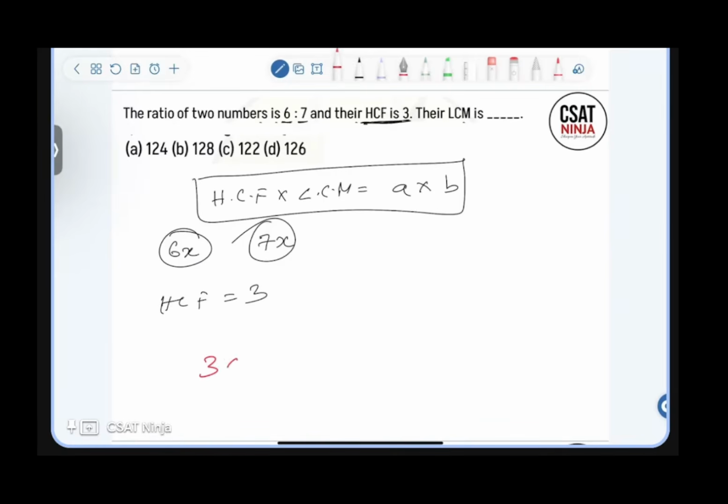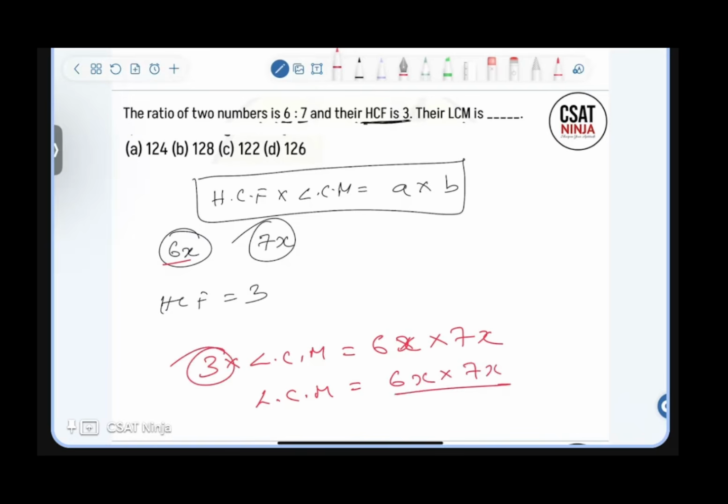So can I write it like this using the formula? HCF is 3, into the LCM I need to find, equal to A into B. A into B is 6x into 7x. Without using x also, fine with that. LCM is equal to 6x into 7x divided by 3, since if I transfer this 3 to the other side, it goes in the denominator. 3 2s are 6, that means 2 7s are 14x squared. I'm getting x squared here, or without using x you can solve this one. I'll just remove this x, okay?